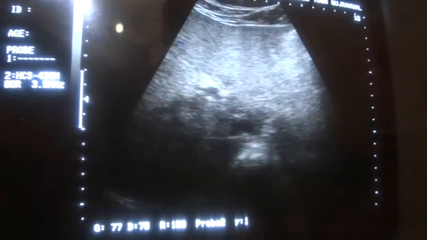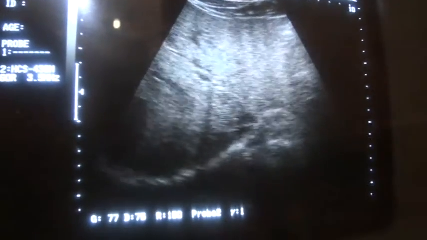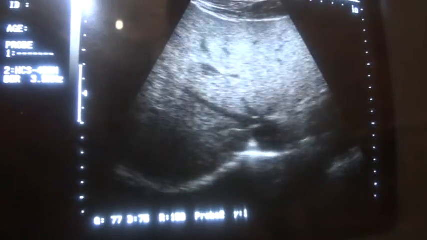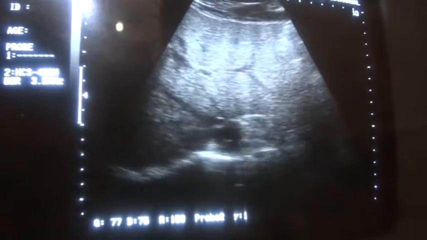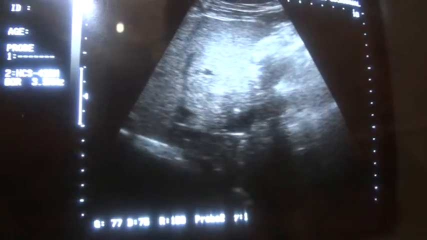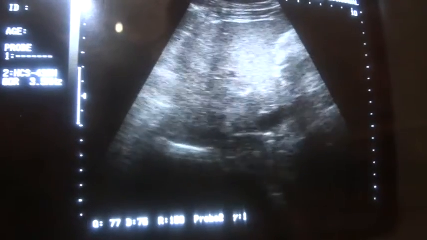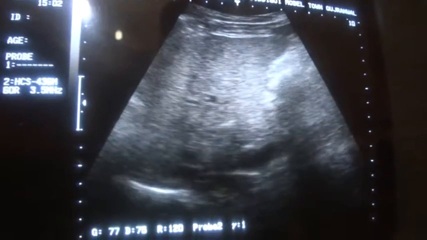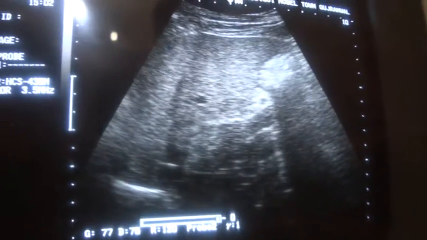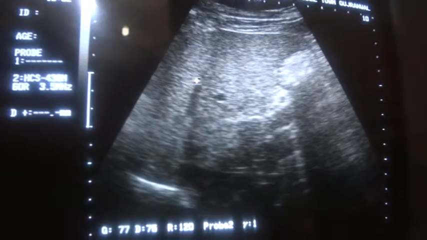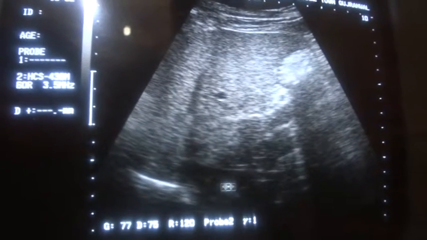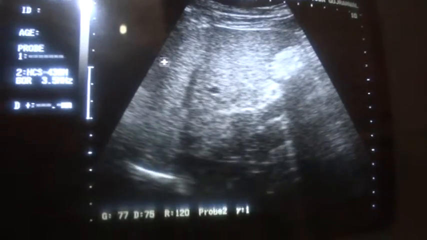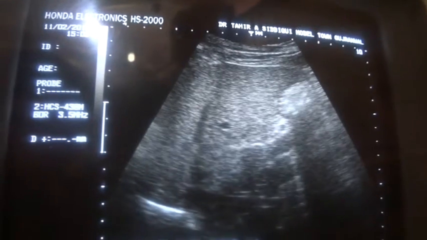This is the transverse section of the left lobe of the liver. And this is the left hepatic vein entering the IVC and dividing the left lobe of the liver into segment 3 and segment 2.